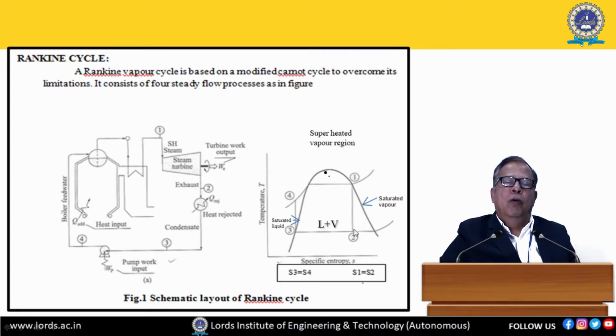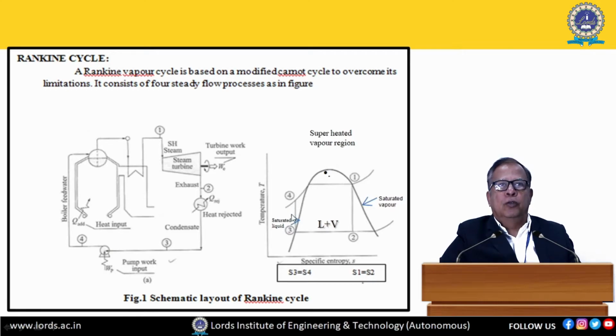Now we want to find out the thermal efficiency of the Rankine cycle. For 4-1, as I have told you, heat is added in the boiler to the feed water at constant pressure, generating dry saturated steam or superheated steam corresponding to the boiler operating pressure. That is Q add, the heat added in the boiler, which is equal to the mass of the steam times the enthalpy difference, H1 minus H4.